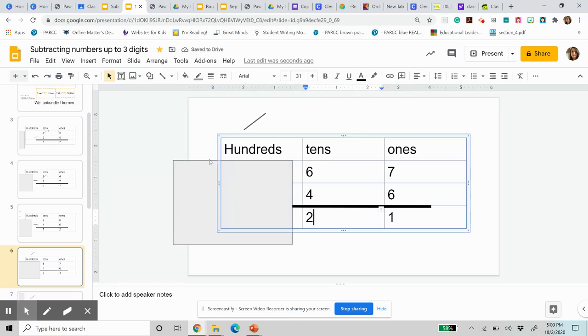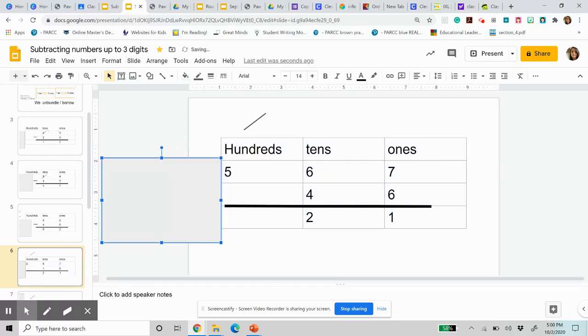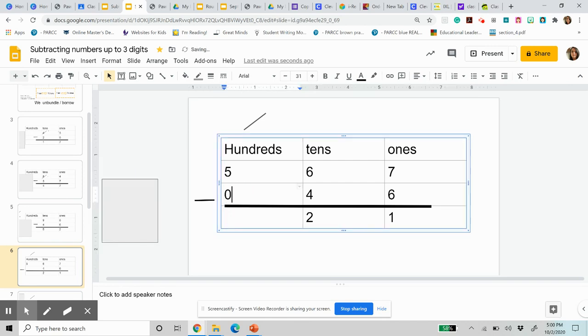Super. Well, let's see if there's anything else. Oh, I'm not done. There's a number in the hundreds. So I have 5 hundreds. Well, this number has no hundreds. So it's no different than me having a 0 here. I'm saying 5 take away 0. If there's nothing represented, it means 0. So 5 take away 0 is what? 5. Okay, so that's our number.